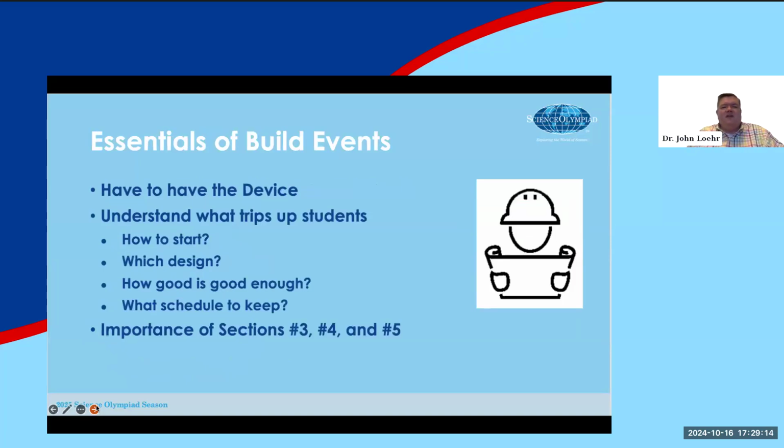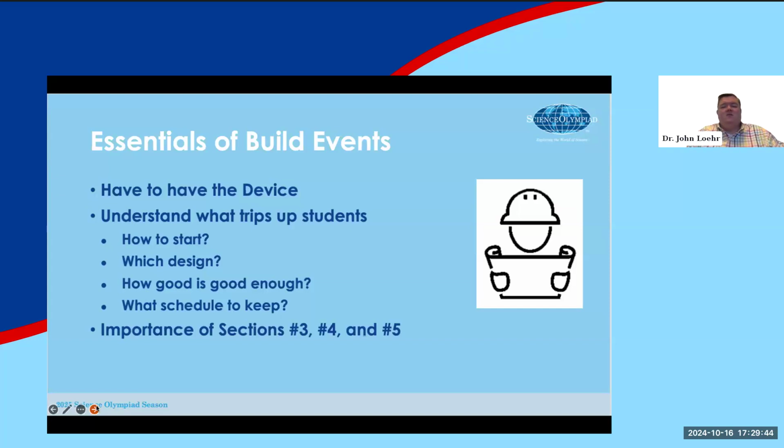All right, we get to build events. Biggest thing I can tell you about a build event: do whatever you can to make sure you bring a device, right? The rules are set up so that if you're not bringing a device, right, you're going to get penalized. And it's going to hurt your overall score. If you have a device and you at least make an attempt to do something with the device, right, it's going to help you when it comes time to the scoring for the event.